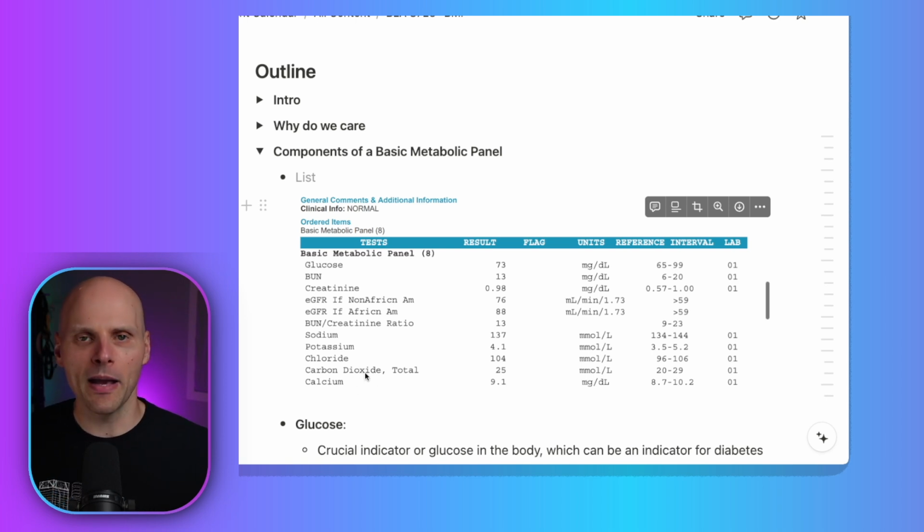So these are the main components of the BMP. That's a 30,000 foot view. We're going to dive into what each one of those means, but those are the main components of this Basic Metabolic Panel. Some of them may have the eGFR listed right away. Some of them might not. Some might not have the ratios. That's okay. But going in there, let's dive into what that actually means.